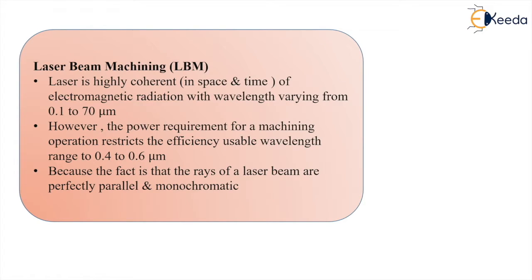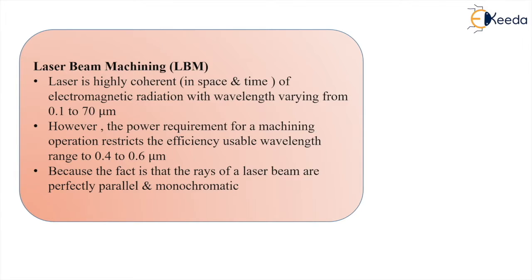So what is laser? Laser is a highly coherent beam of electromagnetic radiation with the wavelength varying from 0.1 to 70 microns. However, for the machining process, the usable wavelength range out of this 0.1 to 70 microns is only 0.4 to 0.6 microns.